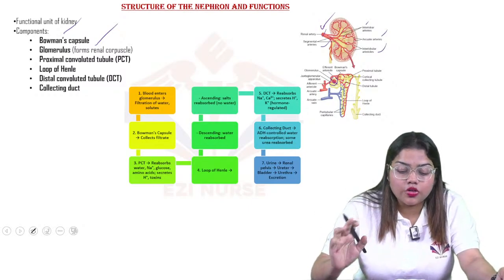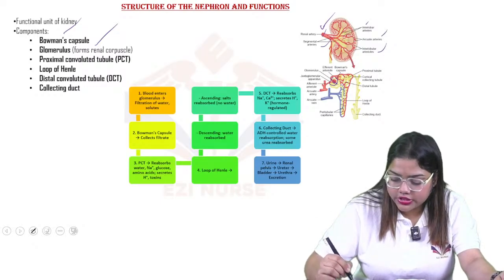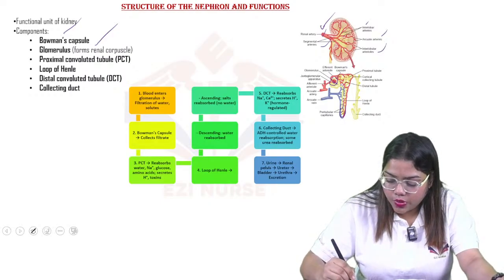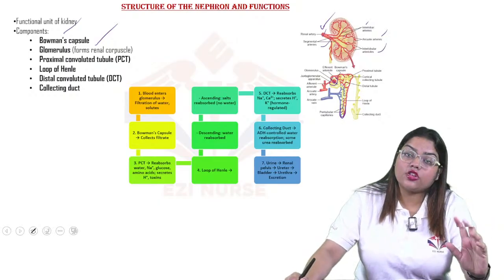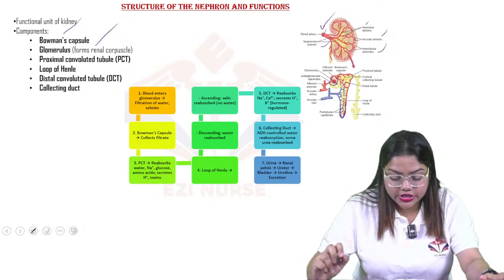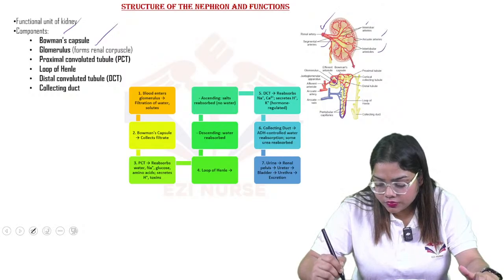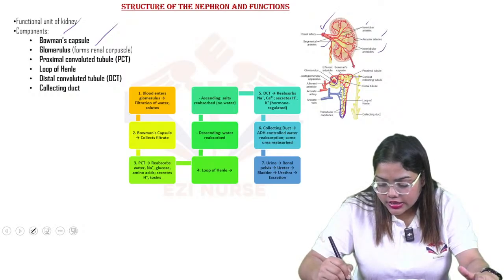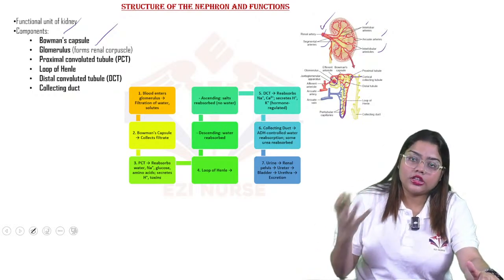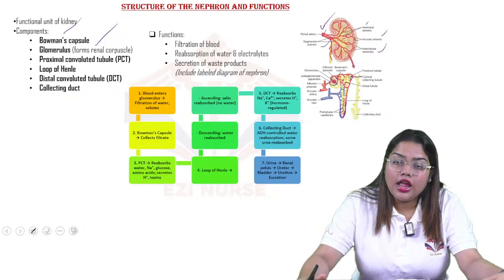Then the proximal convoluted duct or PCT. This is the proximal convoluted duct. Then the loop of Henle. This is called the loop of Henle. Then the distal convoluted duct or DCT. This is the distal convoluted duct. And the collecting duct. Okay. This is the collecting duct, where they are collecting the products that are needed for the body. Okay, so these are the components of the nephrons.